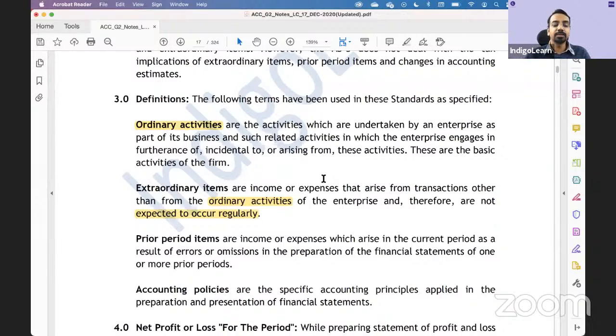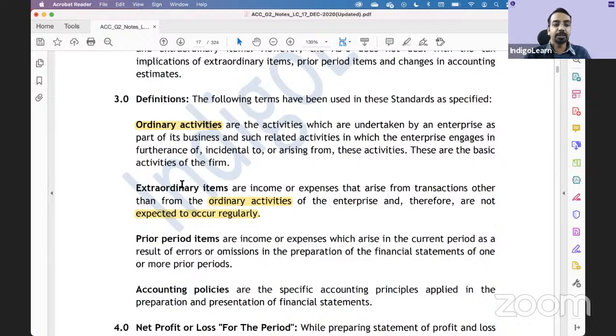Similarly, gain when you dispose of fixed assets, those are not expected to happen regularly, and hence they are treated as extraordinary items and disclosed separately. See, the aspect around ordinary and extraordinary is only with respect to disclosure. Extraordinary items have to be disclosed separately on the face of the financial statements, right? Ordinary activities are also disclosed, but they may be clubbed together. But extraordinary items, you have to disclose them separately on the face of the financial statements, right? This is about ordinary and extraordinary.